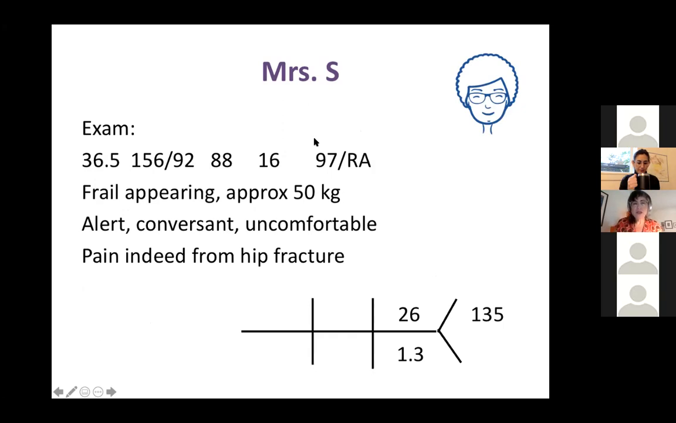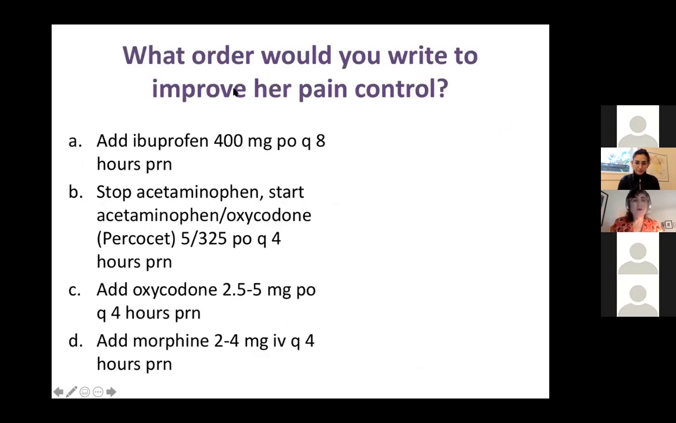She is having pain. You do an exam. She has pulses. There's nothing new going on. There's no giant hematoma. The pain is from her hip fracture, and her creatinine is 1.3. So first poll question, Dr. Berger is going to put the poll question up. What are you going to do to improve her pain control? Are you going to add ibuprofen? Are you going to stop the Tylenol and change to a combination product like a Percocet or a Vicodin? Are you going to add oxycodone at that dose, or are you going to add IV morphine at that dose?